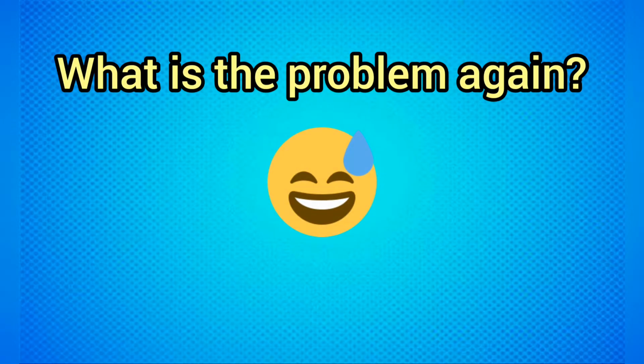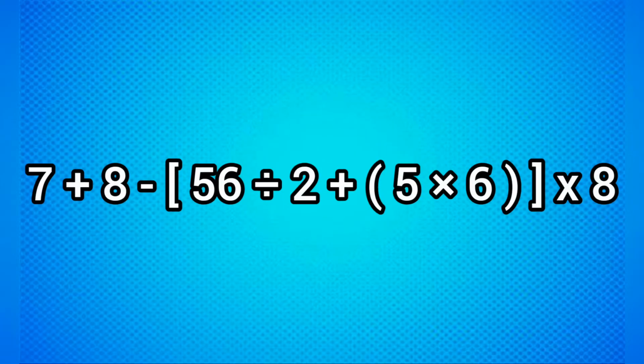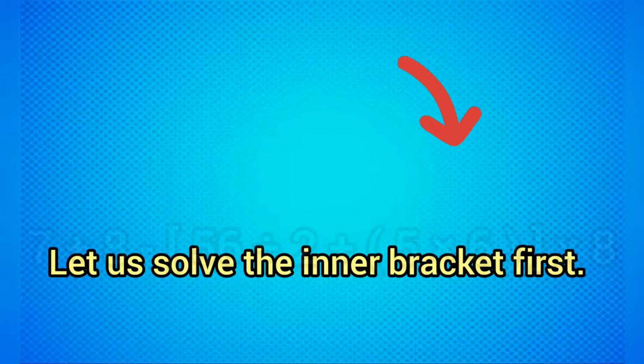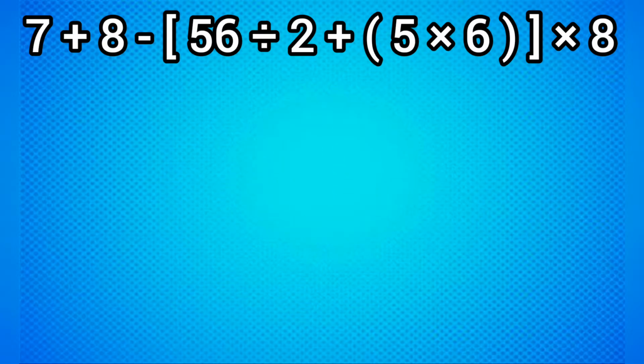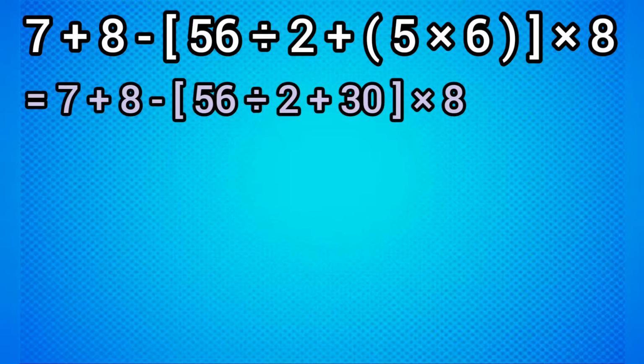What is the problem again? Oh yes! 7 plus 8 minus, open the square brackets, 56 divided by 2 plus, open the brackets, 5 into 6, close the brackets, then the square brackets into 8. Let us solve the inner bracket first. 5 into 6 is equal to 30. So now it becomes 7 plus 8 minus, open the square brackets, 56 divided by 2 plus 30, close the square brackets into 8.